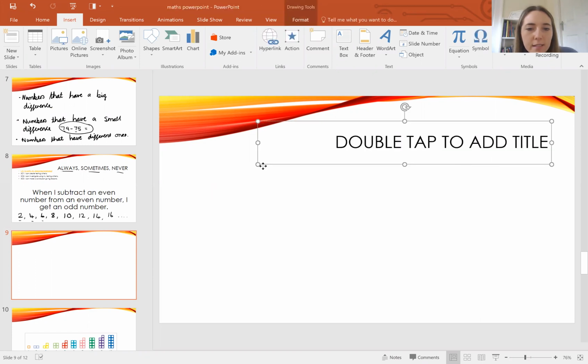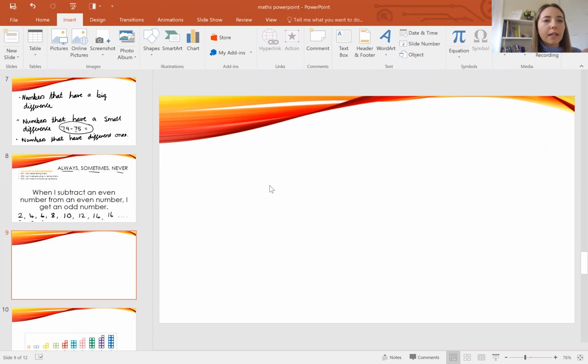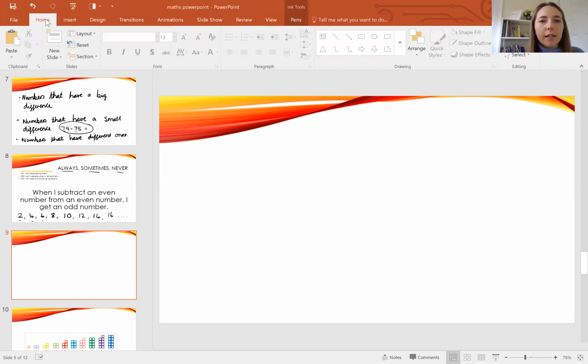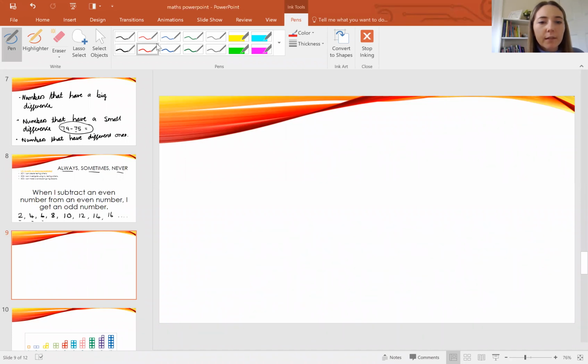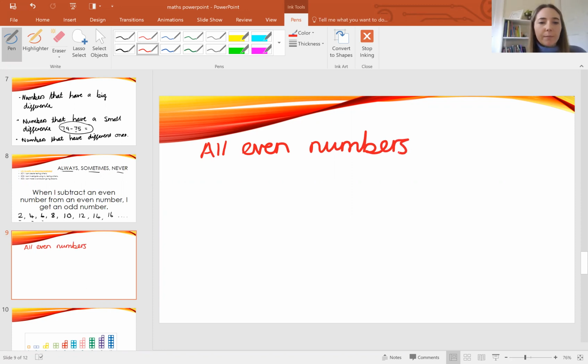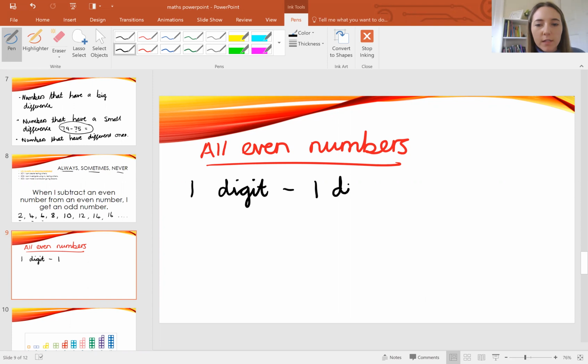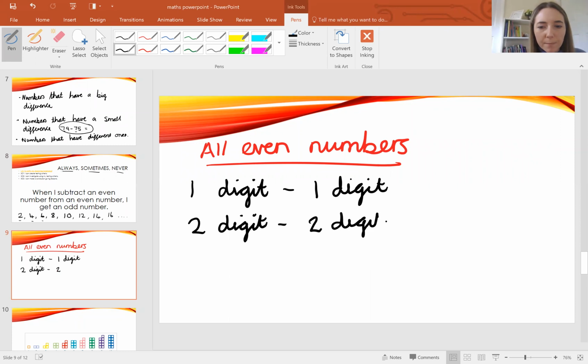But I want to test, first of all, a one-digit number, take away a one-digit number. So I'm going to write here, all even numbers I need to test. All of them have got to be even. There's no point me testing odd numbers because that's not the question. It's when I take away even numbers. All even numbers. And I want to test a one digit, take away another one digit to see if that gives me an odd number. I want to test two-digit numbers, take away two-digit numbers to see if that gives me an odd number.